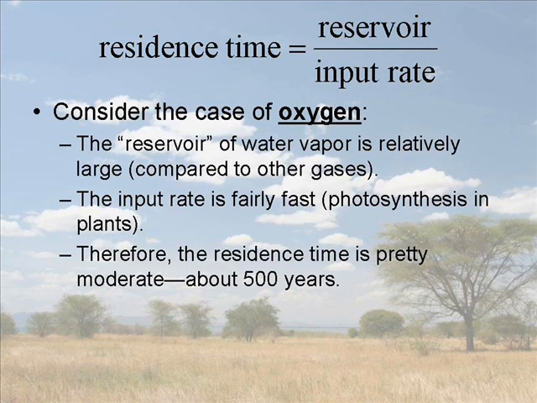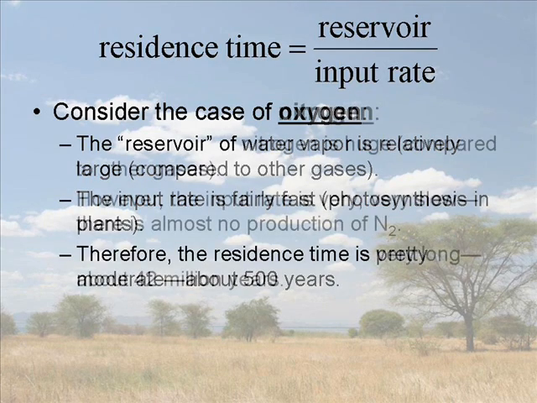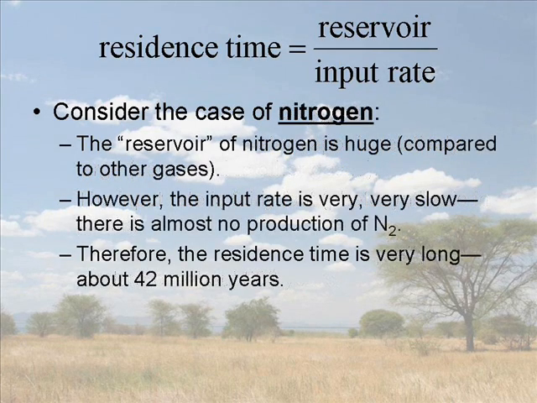If you actually plug in the numbers of how many kilograms of oxygen there is in the atmosphere divided by the input rate, you'll get a time of about 500 years. A typical oxygen molecule will be added to the atmosphere by photosynthesis of plants and spend about 500 years in the atmosphere before it is removed from the atmosphere by respiration in animals, or by combustion in fires. We'll talk about the sources and sinks of oxygen in just a little bit.